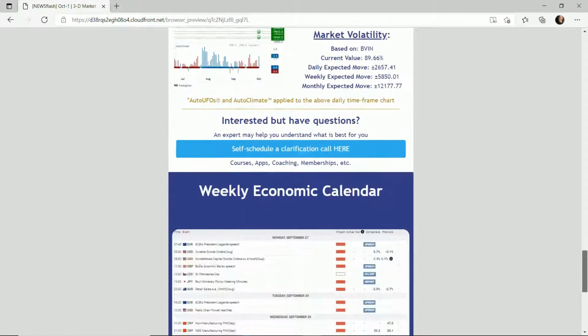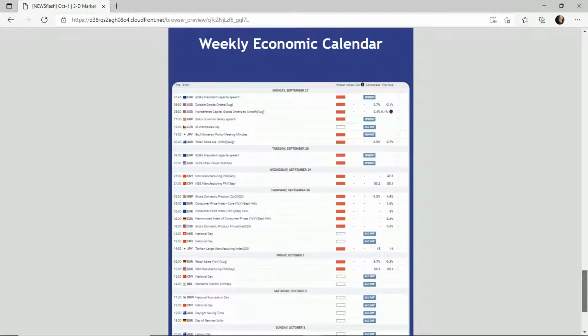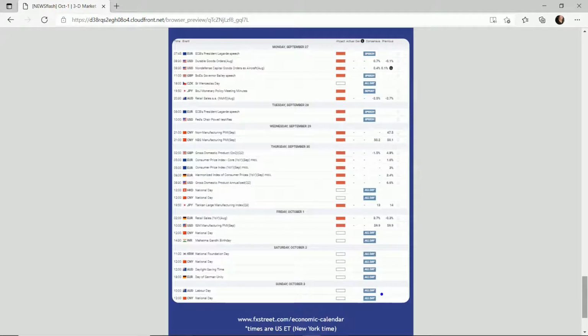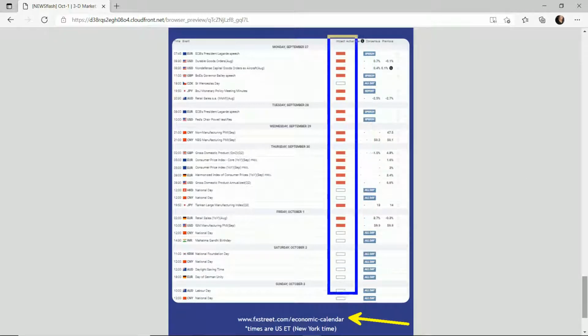Now, just to bring this news flash back up one more time, just to show you as well, we have our weekly economic calendar that we look at. All we've done is we've gone to fxstreet.com, we get it from there, and we filter by high impact news. Not because we care what the news is, but just because if we're going to have scheduled news reports that are likely to have high impact, they're likely to increase volatility.